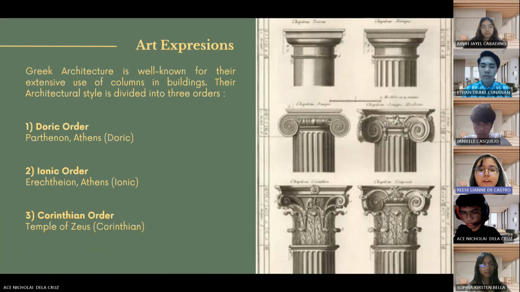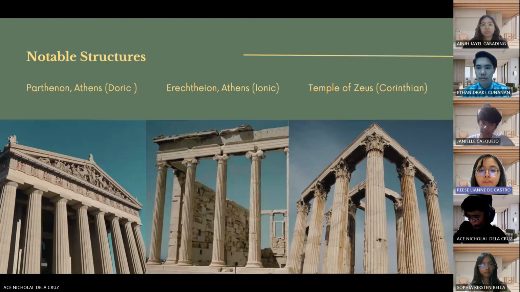So first off, we have Greek architecture. Greek architecture is very famous for its temples. Their architectural style is divided into three: Doric, Ionic, and Corinthian. Doric order was often used for major deities, especially male gods. Ionic order is better suited for goddess temples because it is more on the slender side. Additionally, the Corinthian and Ionic orders have decorative capitals. These are the three notable structures in Greece where the architectural styles can be seen. Parthenon has Doric columns, Erechtheion has Ionic, and the Temple of Zeus has Corinthian pillars.